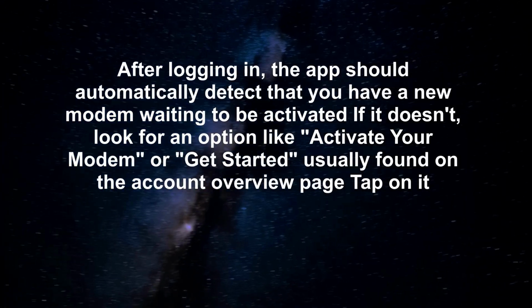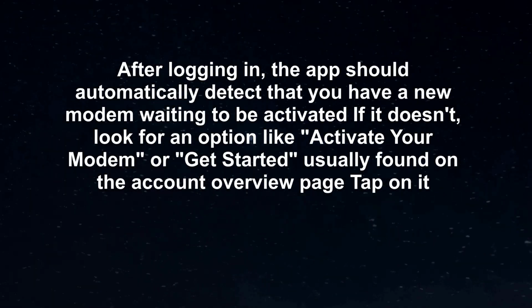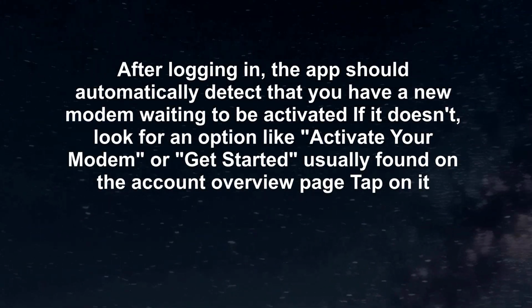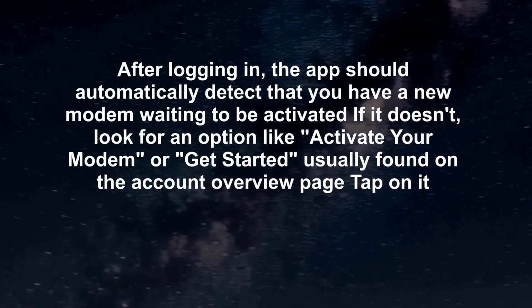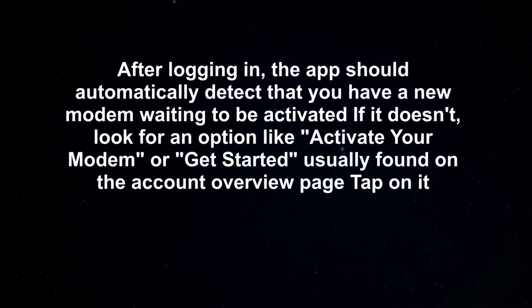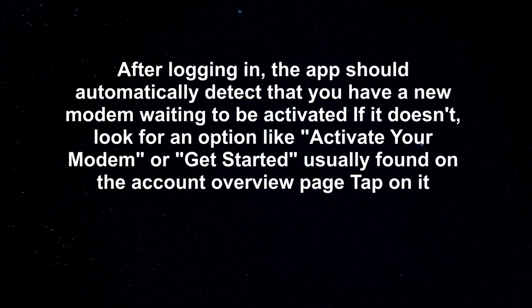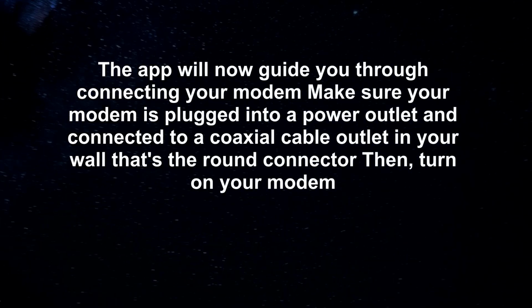After logging in, the app should automatically detect that you have a new modem waiting to be activated. If it doesn't, look for an option like Activate Your Modem or Get Started, usually found on the account overview page. Tap on it. The app will now guide you through connecting your modem.